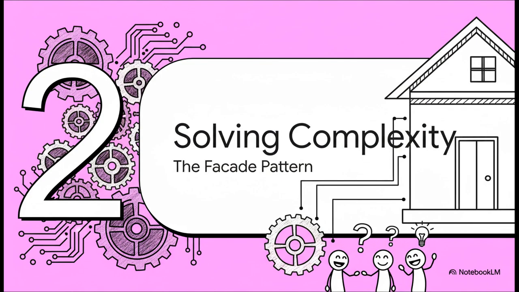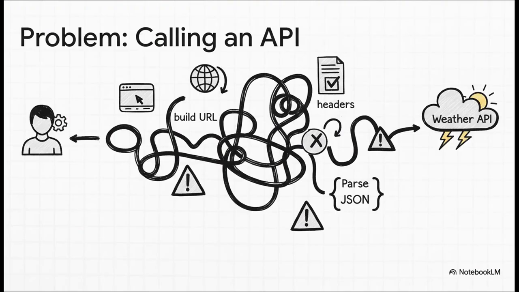Okay, that's the theory. But what does this actually look like when the rubber meets the road? Let's take a super common task and see how a pattern can make our lives a whole lot easier. We'll use one of my favorites, the facade pattern. So let's say you want to get the current weather from some online service. Seems simple, right? Well, let's look at what's really going on under the hood. You've got to create an HTTP client, build the request, set the right headers, send it, check the status code to make sure it's okay, read the response, parse a bunch of messy JSON, and oh yeah, you have to handle errors at literally every single step. It's a total mess of tangled logic.